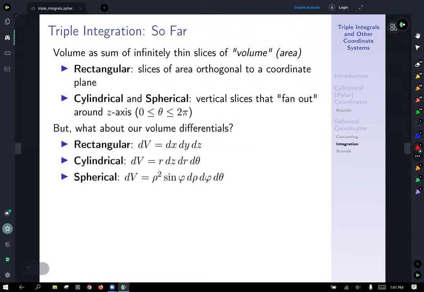And so what about our volume differentials? Well, in rectangular, our volume differential is just dx, dy, dz in whatever order you like to set up your integral. Cylindrical coordinates, we covered, that has that polar area differential in there. So you're going to have the volume differential being r dz dr d theta. And for spherical coordinates, things are a little bit more complicated, but your volume differential becomes rho squared sine of phi, d rho, d phi, d theta. Stuff's hard to read.